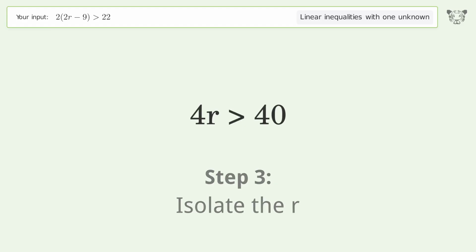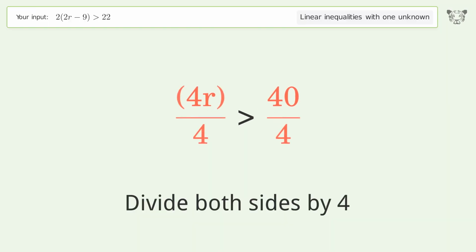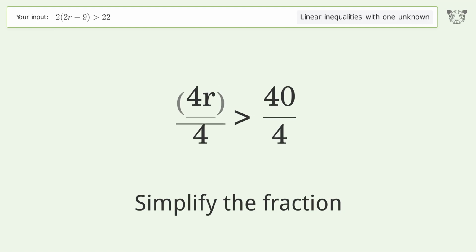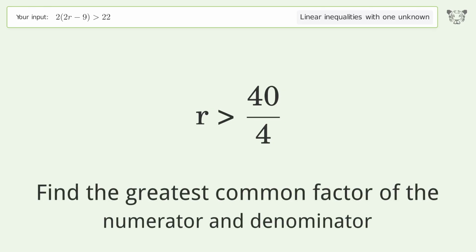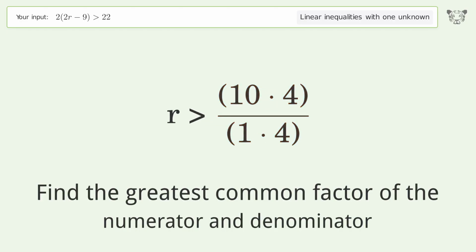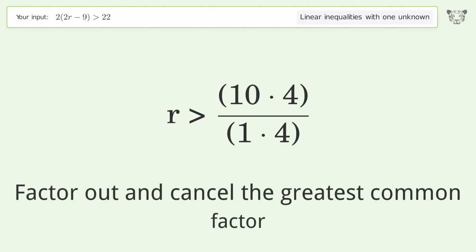Isolate the r. Divide both sides by 4. Simplify the fraction. Find the greatest common factor of the numerator and denominator. Factor out and cancel the greatest common factor.